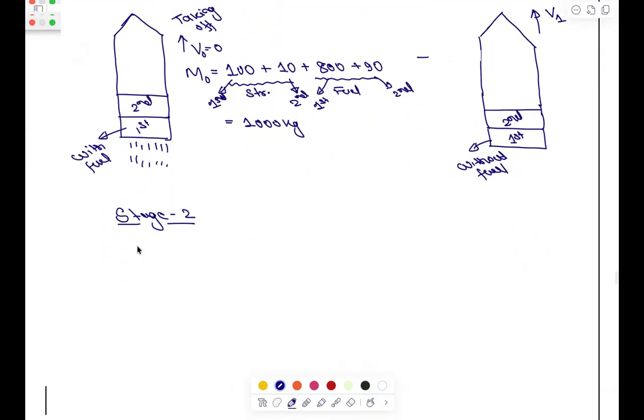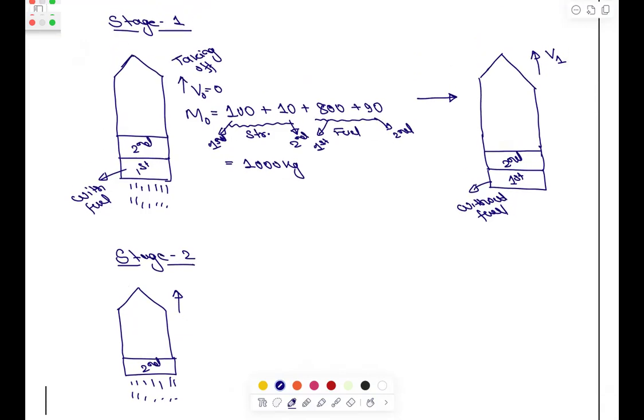Now what will happen in stage 2? And this is very important to understand. In stage 2, it will get rid of stage 1, but it will always have the second stage, and it will have fuel. So what will be the velocity here? Can I write v1? No, the velocity will not be equal to v1. Please try to understand, this is very, very important.